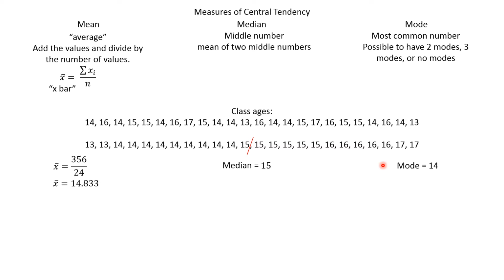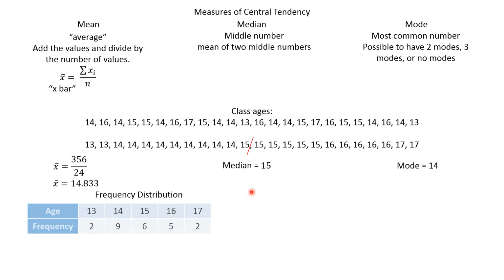And so having the numbers in order can be helpful, but it's not necessarily the best method of displaying data. One better method would be a frequency distribution. In a frequency distribution, we're just going to figure out what are the possible things we could have, the individual ages, 13, 14, 15, 16, 17, and then how many times does each one happen. So we have age and frequency. So 13 happens twice, 14 happens 9 times, 15 happens 6 times, 16 happens 5 times, and 17 happens twice.